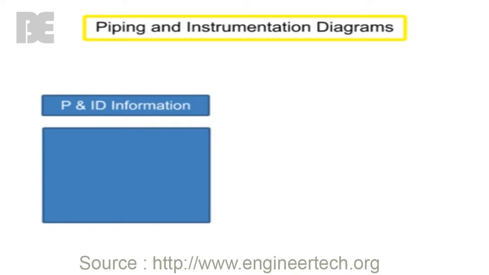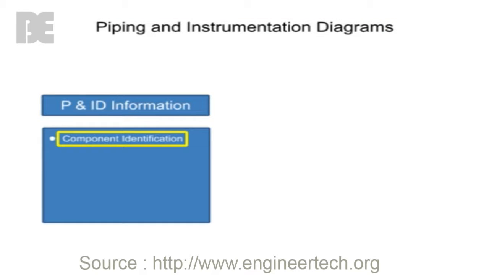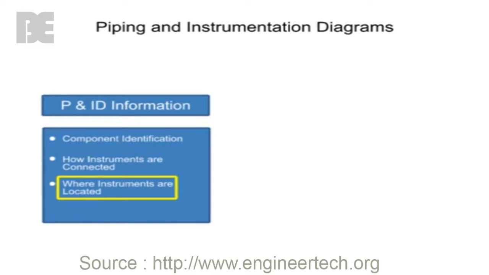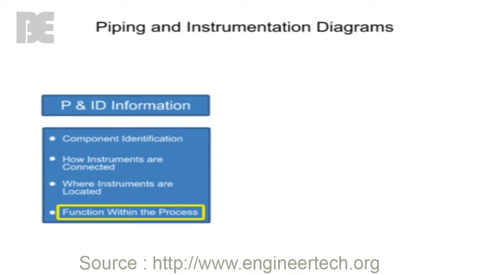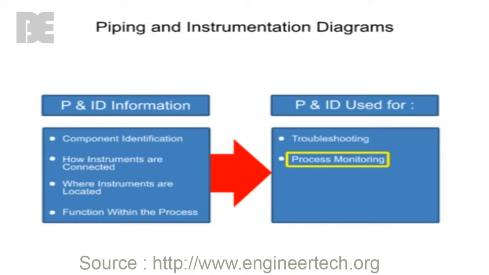Piping and instrumentation diagrams provide information that include component identification, how instruments are connected, where instruments are located, and their function within a process. Comprehension of P and ID diagrams assists technicians when troubleshooting and monitoring specific processes.